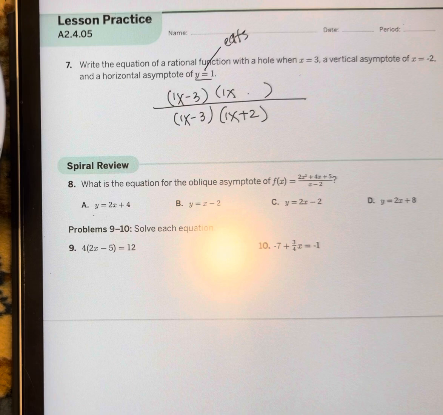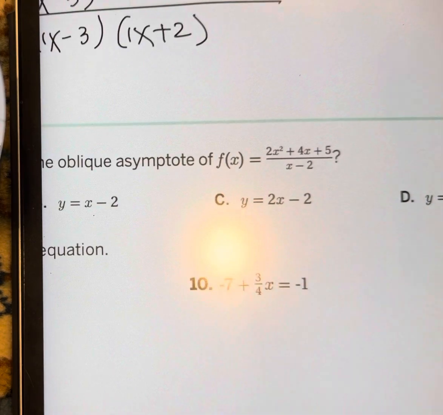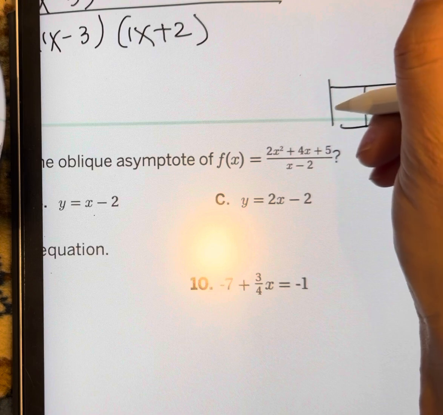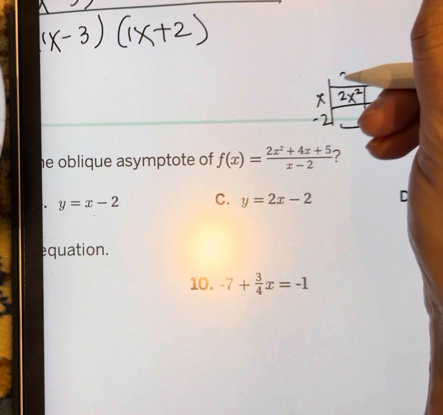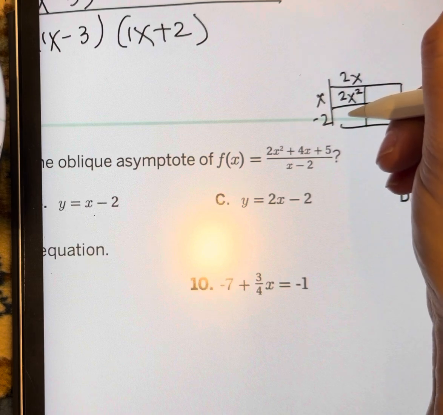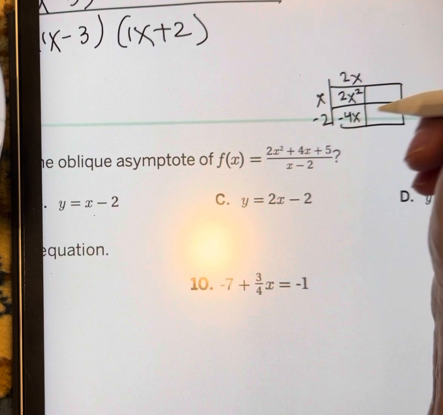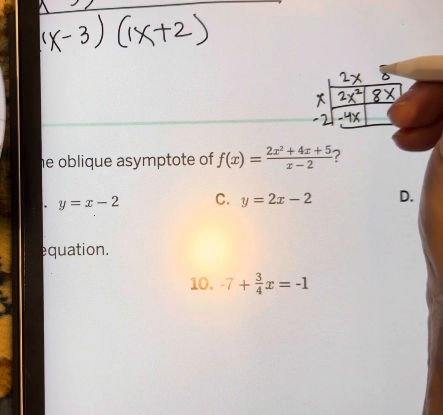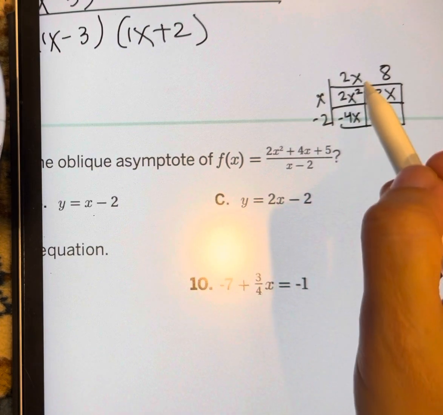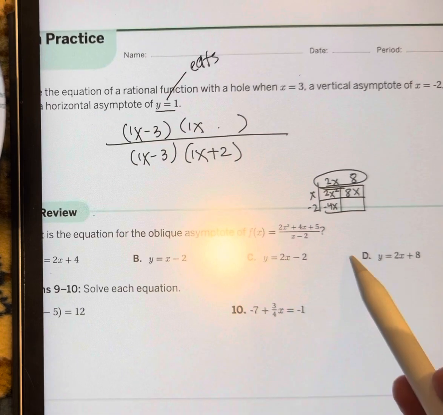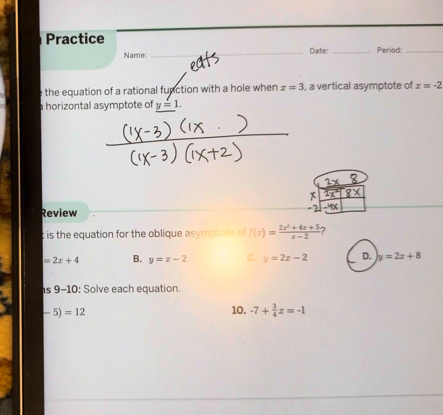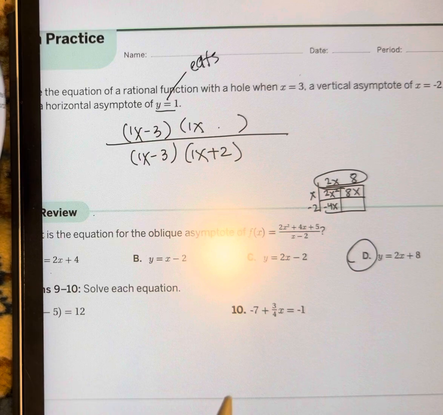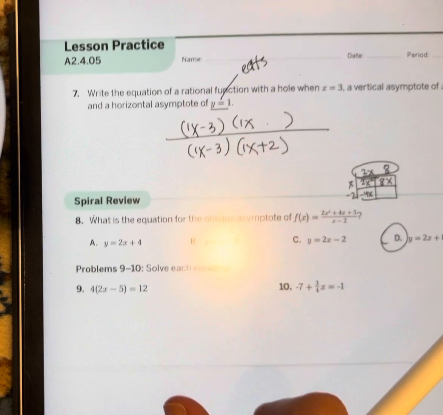Okay, and then now moving on. What is the equation of the oblique asymptote of this? Well, we're just going to do 2 steps of a division problem. So we put 2x squared and we put x minus 2. So this is 2x. And then this is negative 4x. So then this is 8x. So then this is 8. So it's 2x plus 8. This one. I did it fast because I've done this kind of problem before. So if you're uncomfortable with division, go back to division problems.